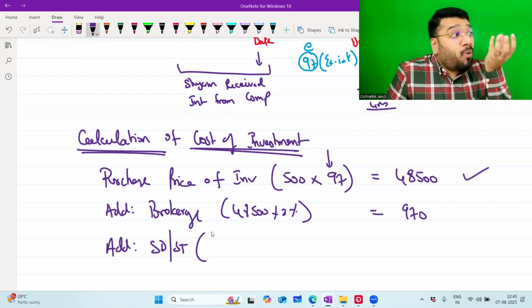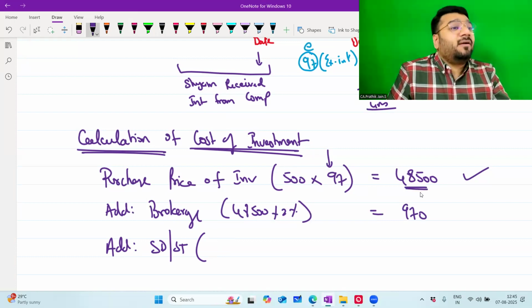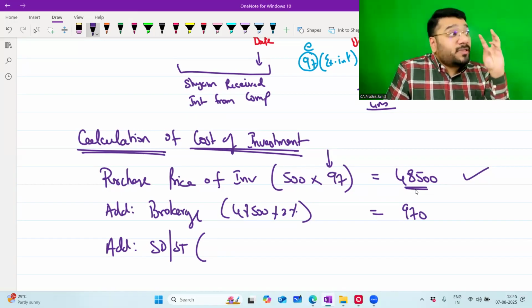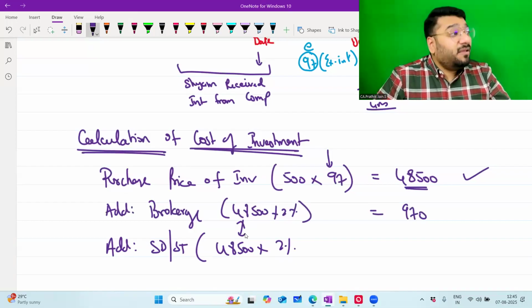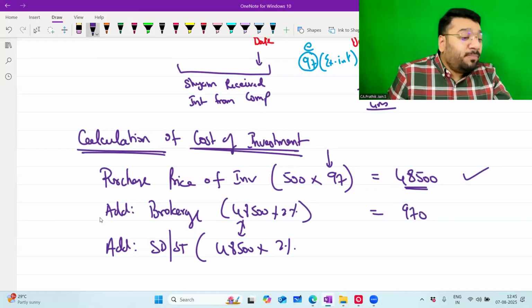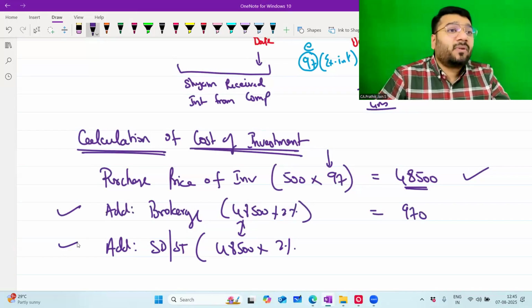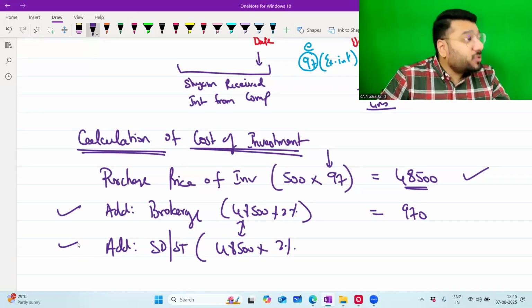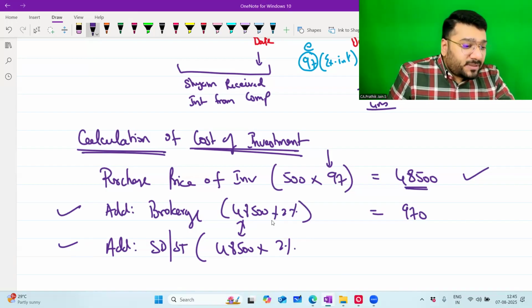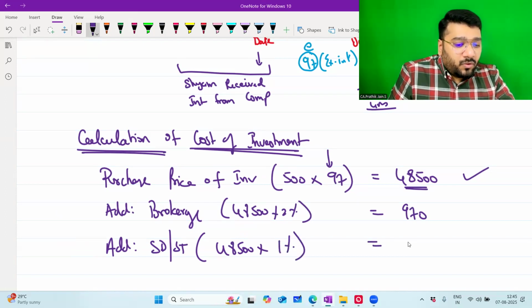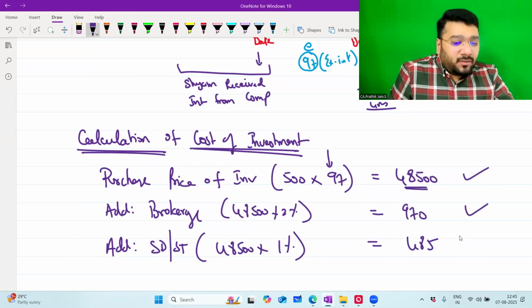So what is the pure bond purchasing value? 48,500, because I paid 97 to buy one bond. Always in an ex-interest question, both of these amounts are going to be the same. Whenever you get an ex-interest question, the brokerage and the stamp duty are calculated on the same value. If it is cum-interest, the value will change. How and why it will change, I'll discuss in the next class. So 48,500 into 1%, how much? 485. You pay this money to the broker, and this money to the government.